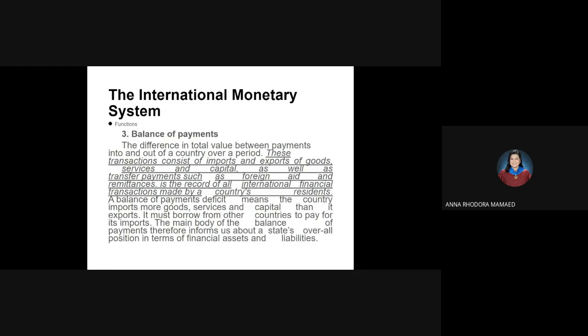The third function is the balance of payments. The balance of payments has transactions which consist of imports and exports of goods, services, and capital, as well as transfer payments such as foreign aid and remittances. In short, the balance of payments is the record of all international financial transactions made by the country's residents.